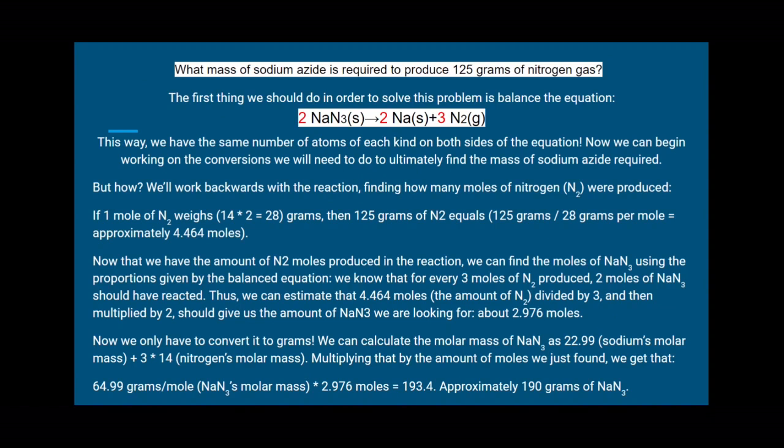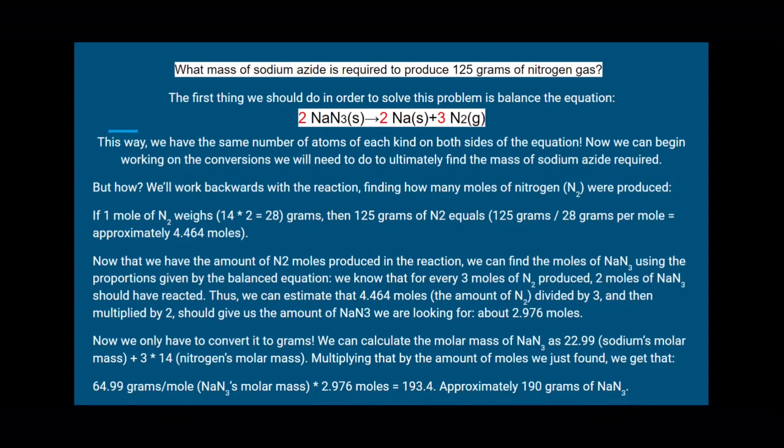We will work backwards with the reaction, finding how many moles of nitrogen were produced. So if 1 mole of nitrogen weighs about 28 grams, then 125 grams of nitrogen equals approximately 4.464 moles. Now that we have the amount of nitrogen moles produced in the reaction, we can find the moles of acid using the proportions given by the balanced equation.